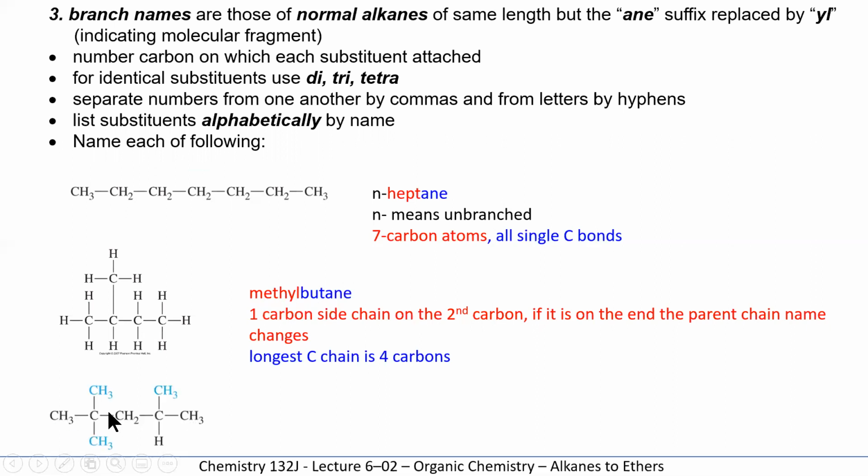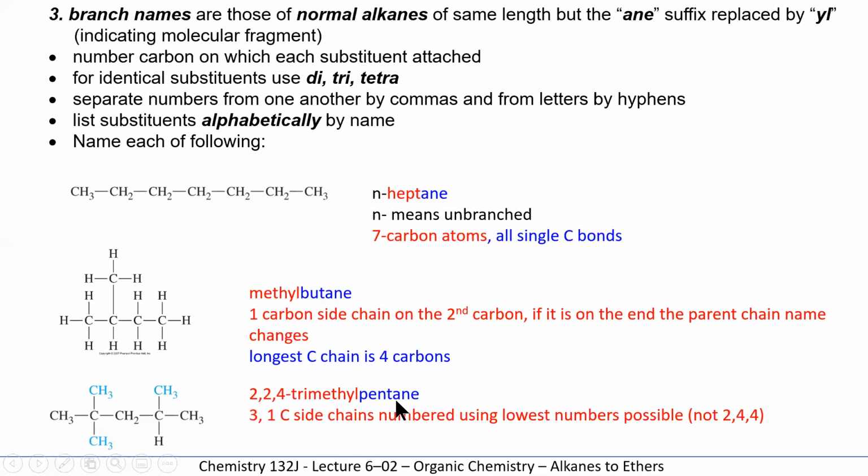Now, in this instance, we can see the longest chain is 5 carbons, so that's going to be a pentane. We have a side chain on the 2nd carbon. There's 2 on the 2nd carbon, and there's 1 on the 4th carbon, which corresponds to 2, 2, 4. We select numbers that give the lowest possible number. In other words, we wouldn't number this one 1 and this one 2, because then we'd end up with numbers 2, 4, 4, which is bigger than 2, 2, 4. So that's the rule about the lowest possible numbers.